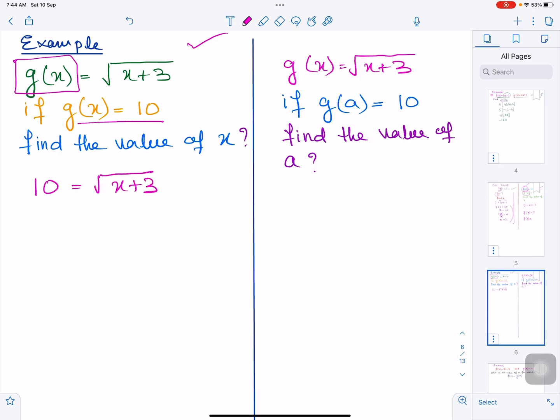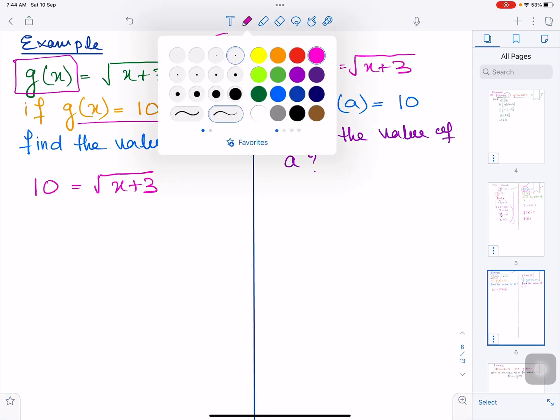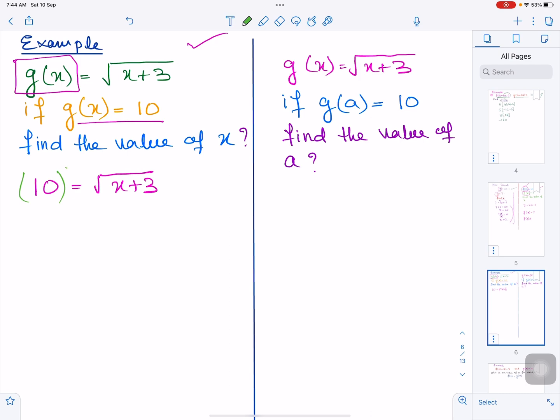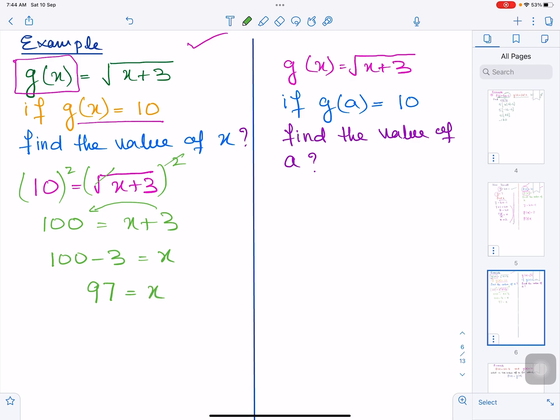But x is inside the square root. So what will I do? I will take a square on both sides to remove the square root. 10 square is 100. Then 3 will go here. You know algebraic manipulation. And it will be 97. Right? I hope you understood this.